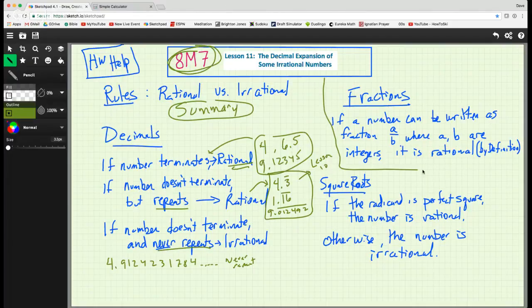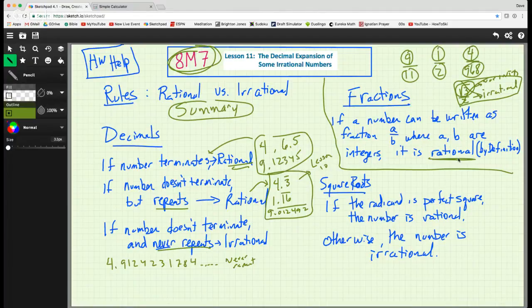Okay. For fractions, if a number can be written as a fraction a over b, where a and b are integers, it's rational. So like 9 over 11, 1 over 2, 4 over 968. Now, sometimes you can write numbers as fractions that are still irrational, like the square root of 3 over 2. That's irrational because the numerator is not an integer, so this doesn't count. But all of these, because the top and bottom are integers, are rational. Okay, that's the fraction rule.